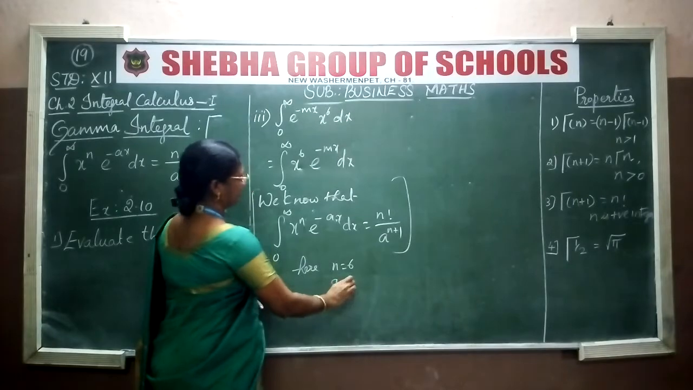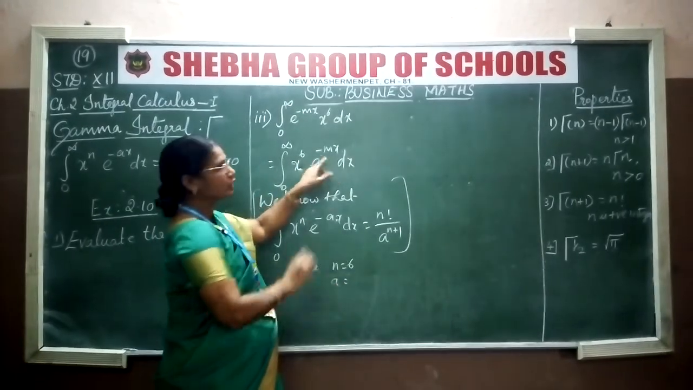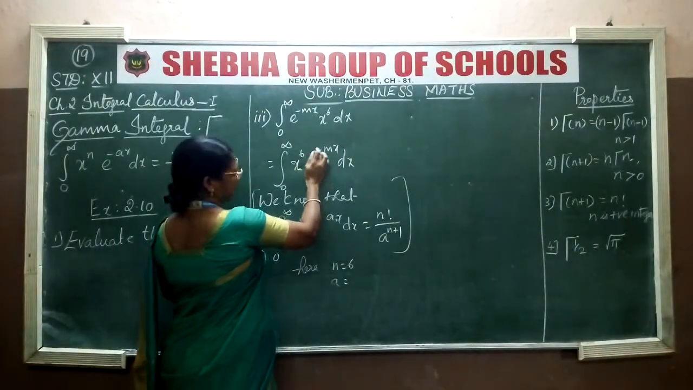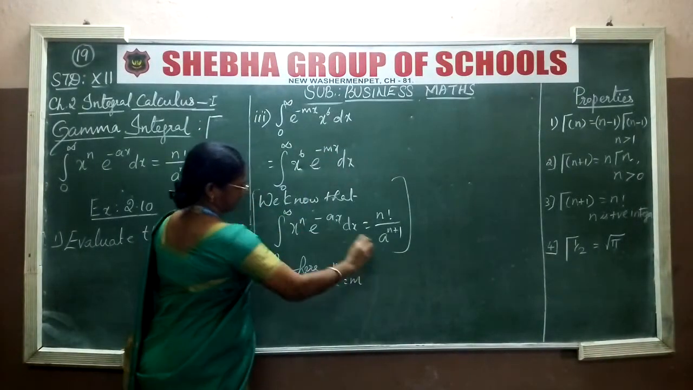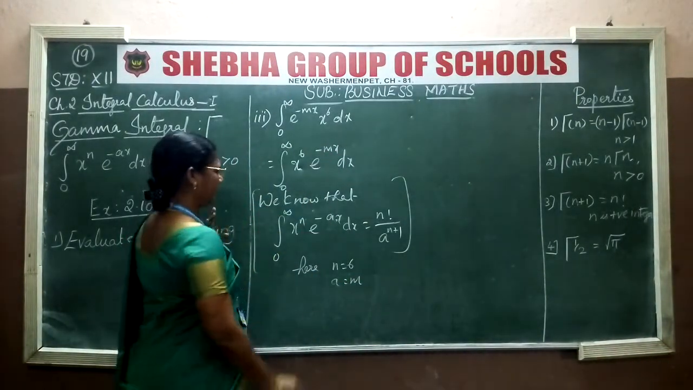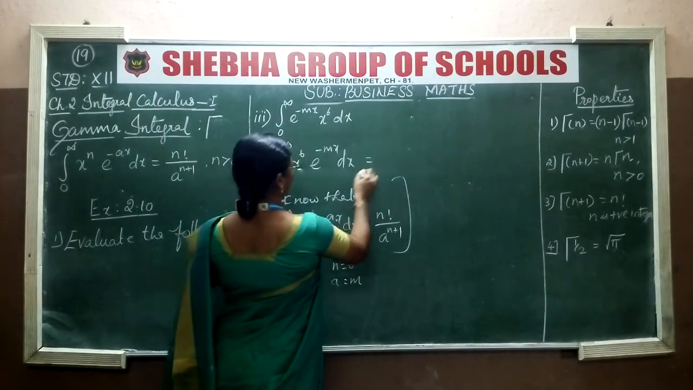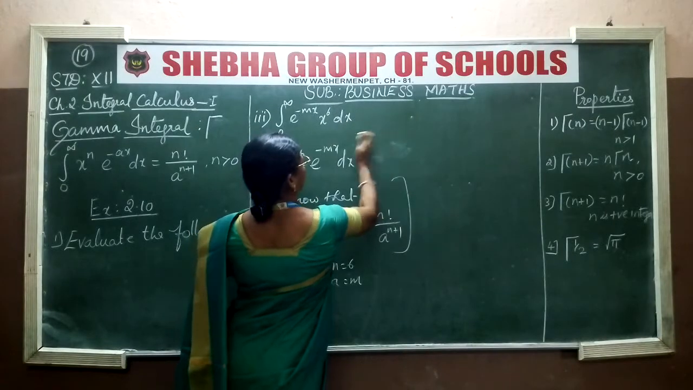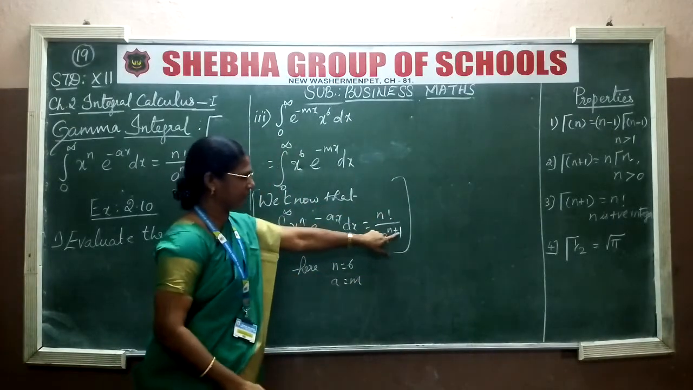And what is a? a is the coefficient of minus x in the e power. So leaving minus x, the remaining one is our m. a is equal to m. Now substituting the formula. What is the formula here? This is n factorial by a power n plus 1.